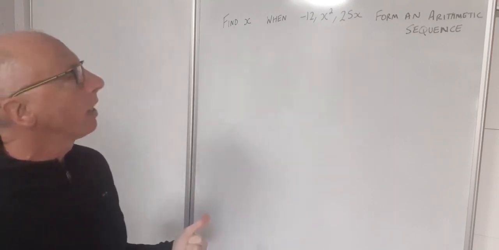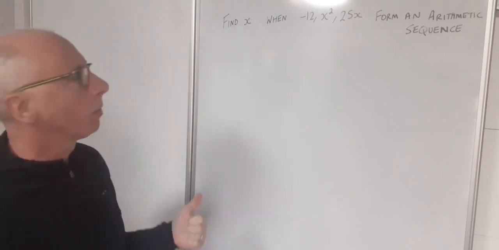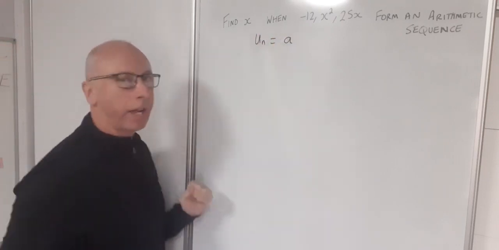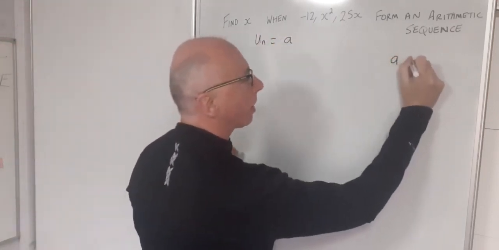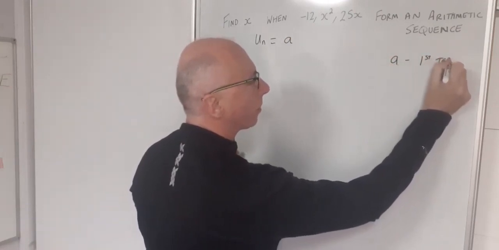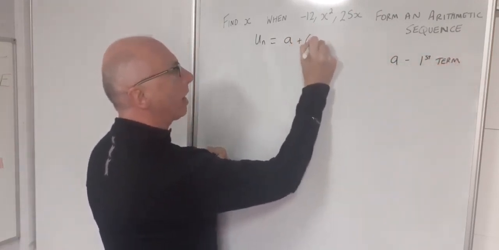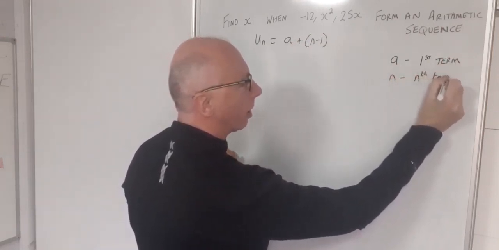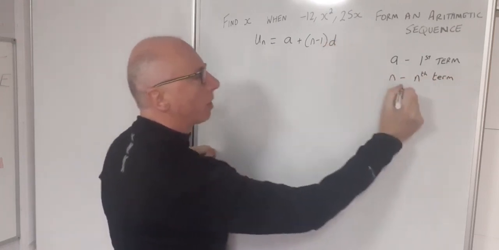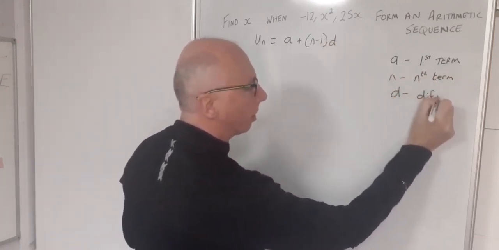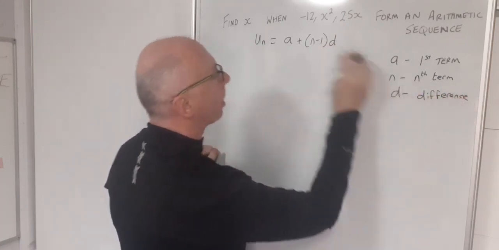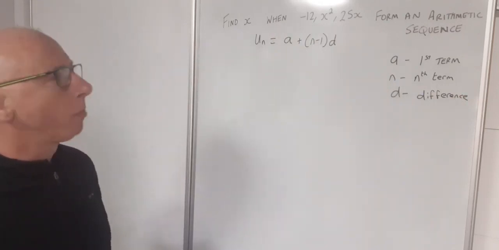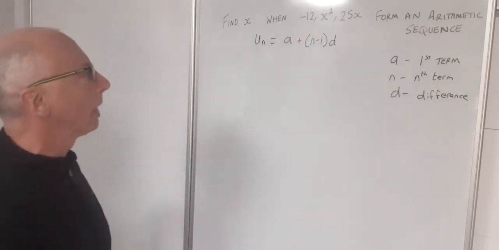So we know the nth term of an arithmetic sequence is given by the formula u_n equals a, where a is the first term, and we add on to that n minus 1, where n is the nth term, and we multiply that by d, which is the difference. So we want to plug these into this somehow and try and find out when that will form an arithmetic sequence and what the values of x would be.